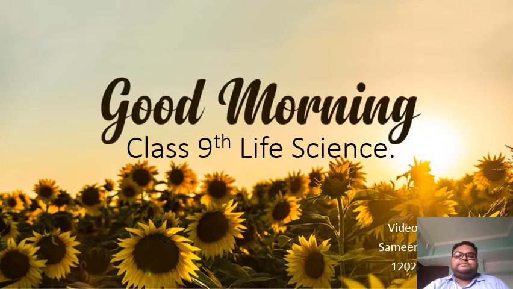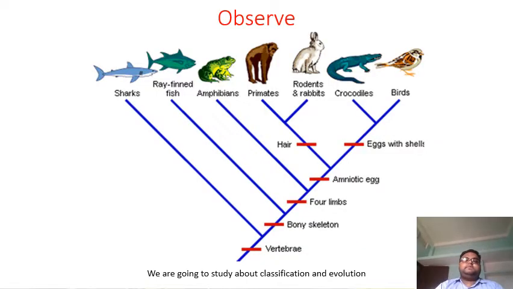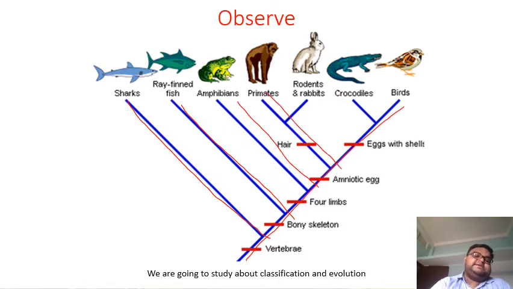In today's class we are going to see a picture first. Students, can you observe this picture? In this picture you can find that different organisms are arising from the same line, isn't it? This is the line, and here first the sharks came out, then the ray-finned fish, then amphibians, then primates. From the primates arose the rodents and rabbits, then the crocodiles came out, then birds came out, right?